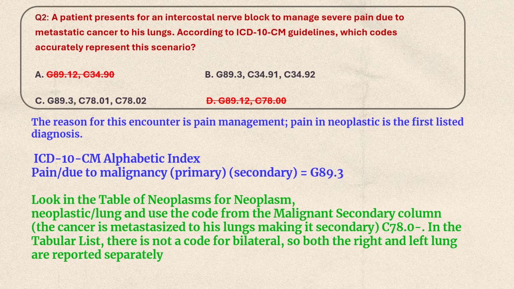Likewise, for the metastatic cancer, you have to look in the table of neoplasms for neoplasm, then go to lung and use the code from the malignant secondary column because the cancer has metastasized to his lungs, making it secondary. So it will lead you to the C78 code. In the tabular list, there's no code for bilateral. So both the right and left lung are reported separately.